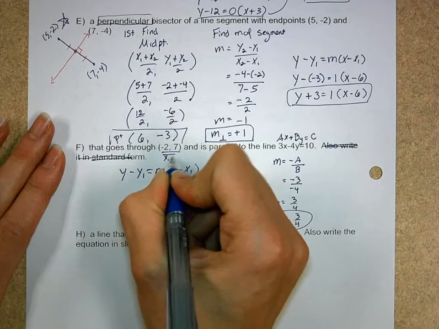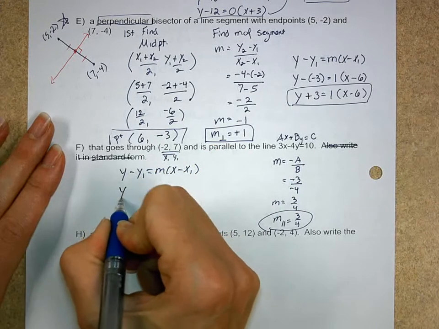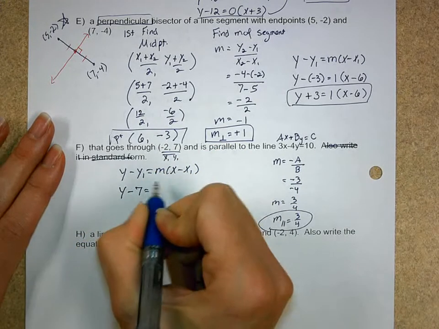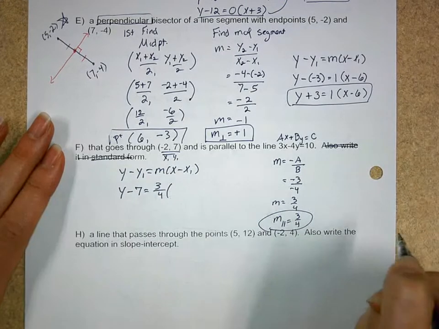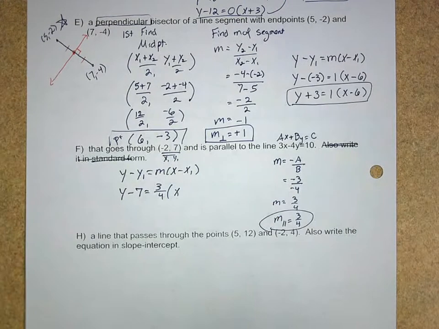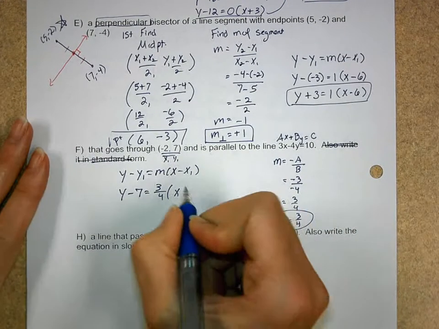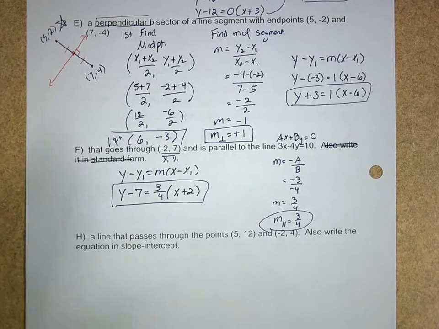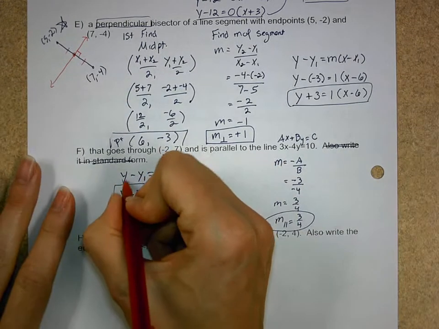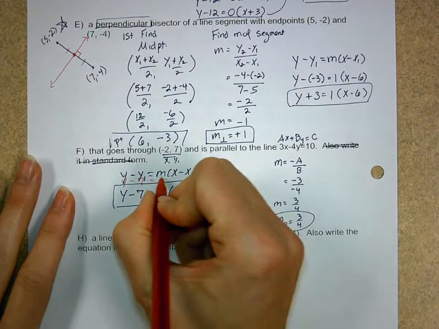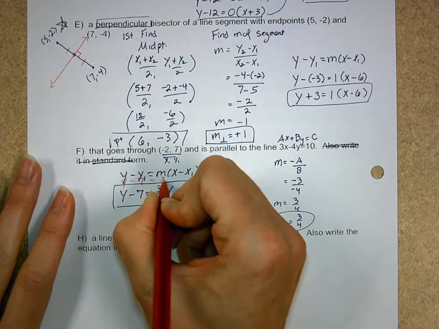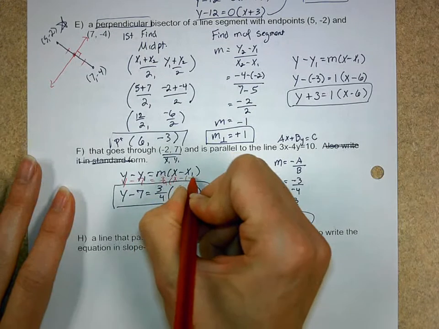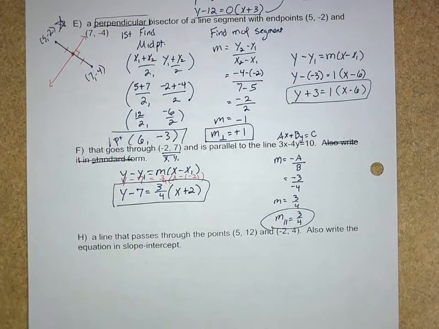Here would be your x1, y1, right, friends? So we get y minus 7 equals 3/4 times the quantity x plus 2, because if I'm subtracting a negative 2, it makes it positive 2. It's the first time I've ever kind of skipped on that step and not showing you the middle. If you need to see it, remember, it's going to be here at 3/4, and that's going to be x minus a negative 2. So don't forget that's in there.